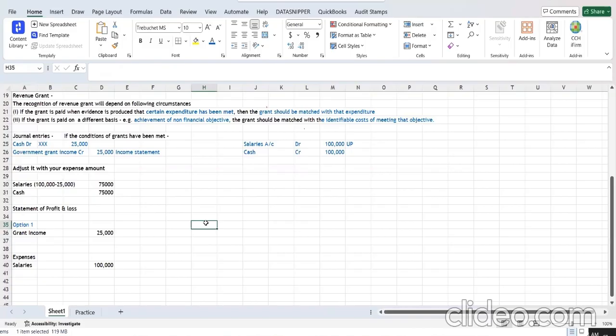Option two is you will recognize nothing under your revenues or other income, and under your expenses, you basically recognize your salaries expense at 100,000 minus 25,000. So it's one and the same thing. Either you recognize it separately or you adjust it with your expense amount. So this is what the standard says when you are recognizing your revenue grants.